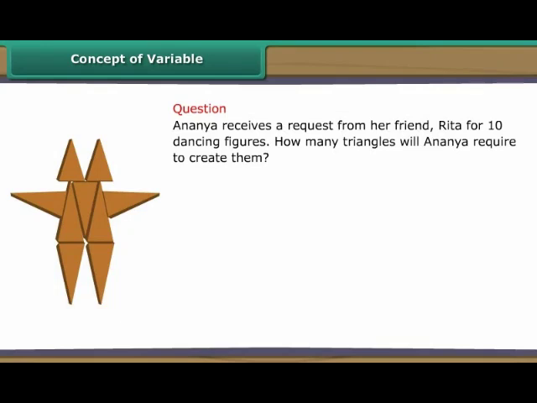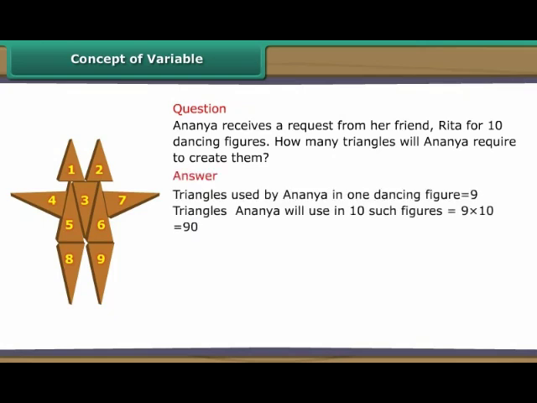Take a careful look at the dancing figure. Ananya uses 9 triangles to create it. Therefore, in 10 dancing figures, Ananya will use 9 into 10 is equal to 90 triangles.